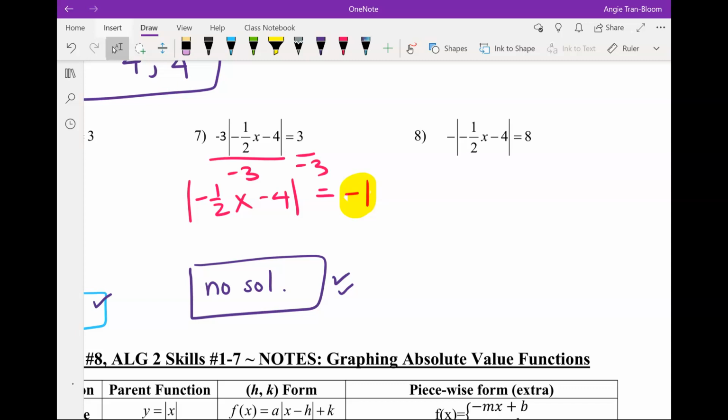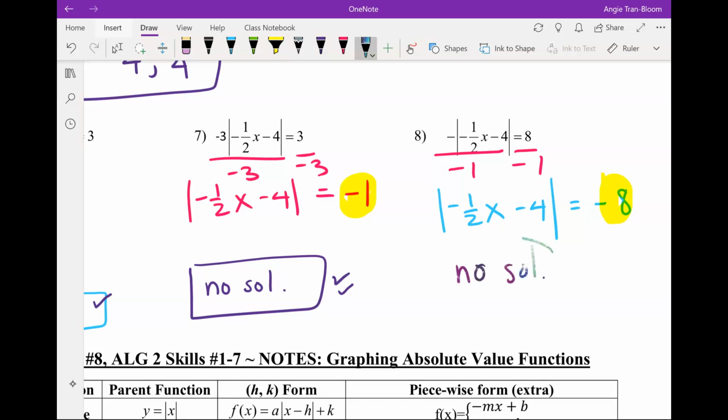Ready? Step number one. What do you do first? Distribute a negative or divide both sides by negative? Divide both sides by negative. All right. So if I divide the left side by negative and the right side by negative, here we go. Negative 1 divided by negative 1. Absolute value of a negative half x minus 4 equal to what? Negative 8. Now what do we do? Break it up? No, how do you know there's no solutions? Because an absolute value is a distance. Can distance ever be negative 8? No. What do you write for the answer right away? No solutions. Okay. That is an egg roll for today's lecture.